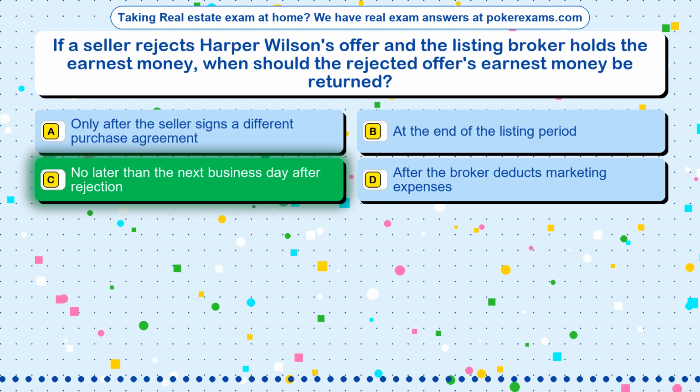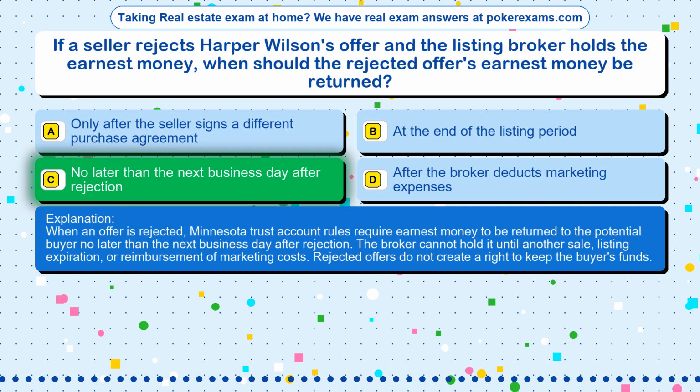The correct answer is option C. No later than the next business day after rejection. When an offer is rejected, Minnesota trust account rules require earnest money to be returned to the potential buyer no later than the next business day after rejection. The broker cannot hold it until another sale, listing expiration, or reimbursement of marketing costs. Rejected offers do not create a right to keep the buyer's funds.